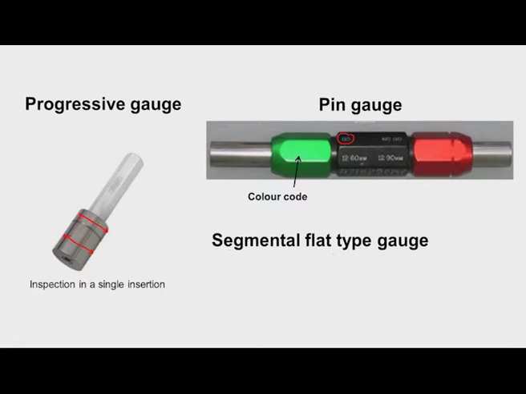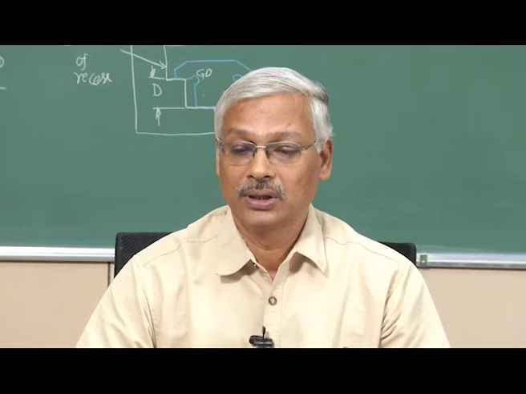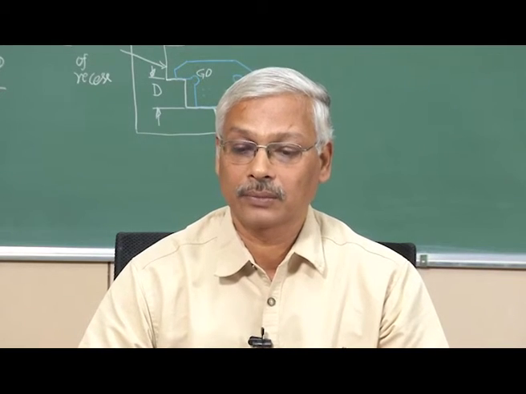And sometimes the hole to be checked is a big one, like 250 millimeter, 300 millimeter or 350 millimeter. In that case, if we use a full form gauge, that means a plug gauge with full form round gauge, then it becomes very heavy. Using that heavy gauge becomes difficult. So in such cases segmental flat type gauges are used. They look like this.